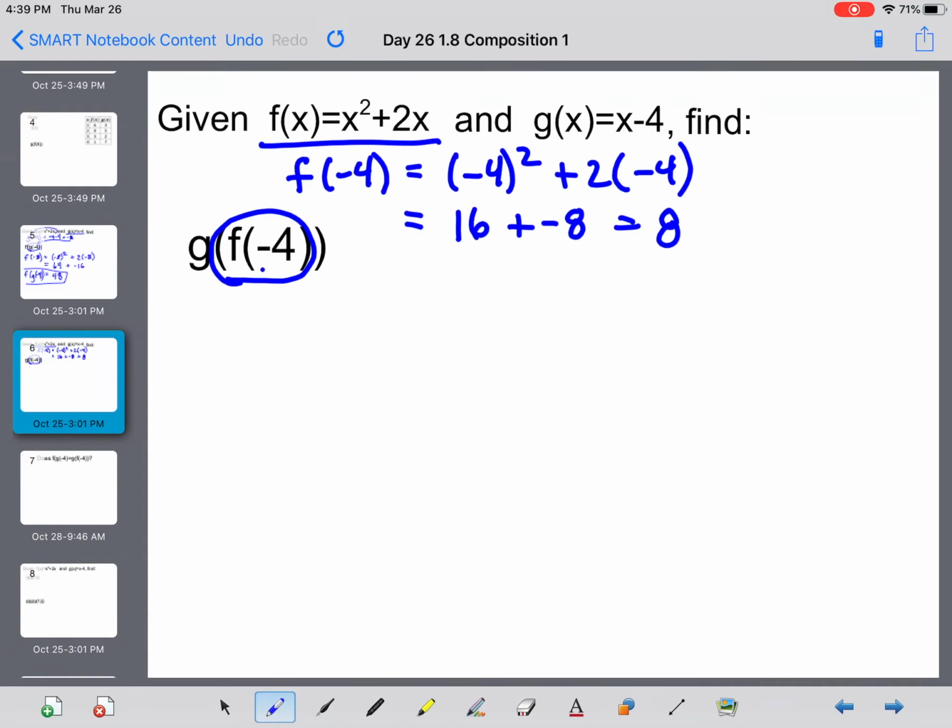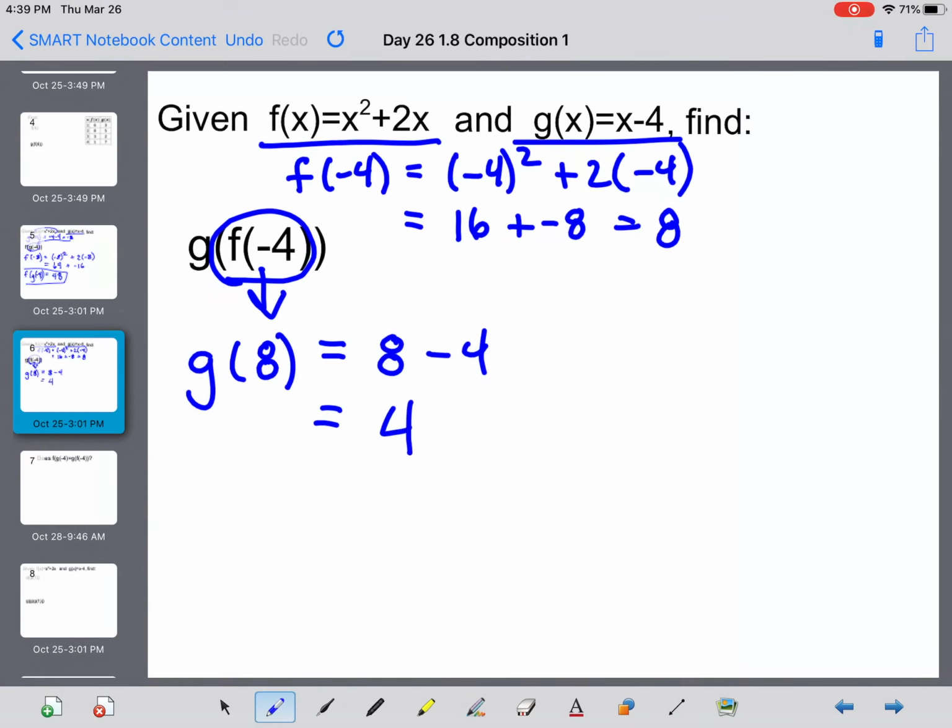So I could substitute in what f of negative 4 is actually equal to. And f of negative 4 was equal to 8. So I am left with finding g of 8. So g of 8 tells me go to function g over here, and wherever there's an x, I'm going to plug in 8. So 8 minus 4 is 4. So my final answer would be g of f of negative 4 equals positive 4.